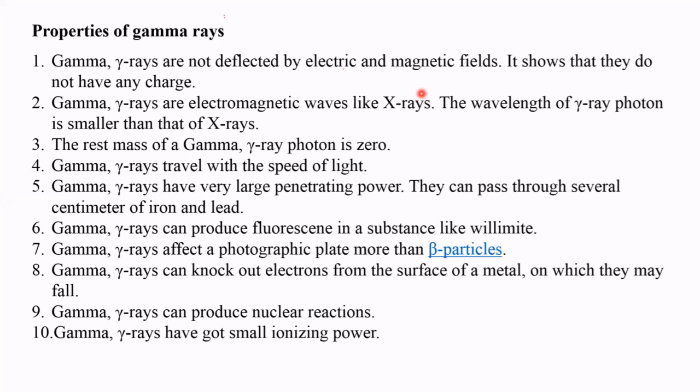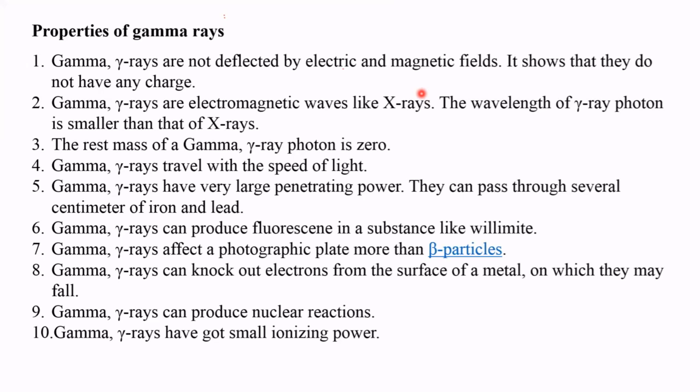Similarly to X-rays, gamma rays can produce fluorescence in a substance like willemite. Willemite is a zinc silicate material. If you impart gamma rays on that material, it emits some light, meaning it looks bright. That is one more property of gamma rays. And gamma rays affect the photographic plate.